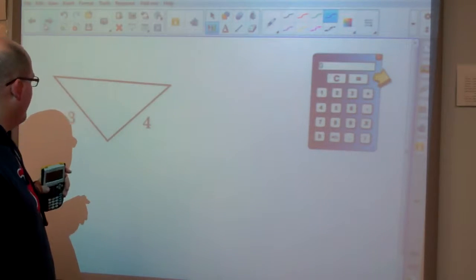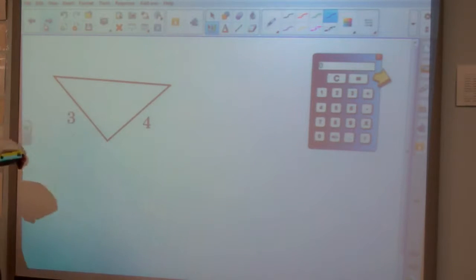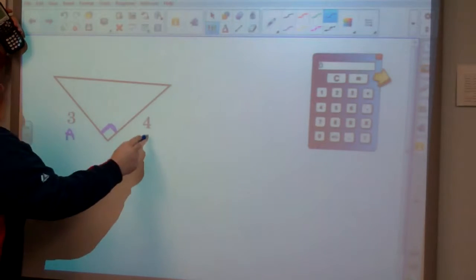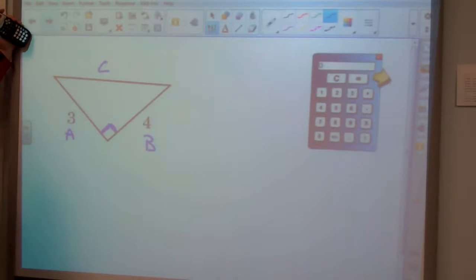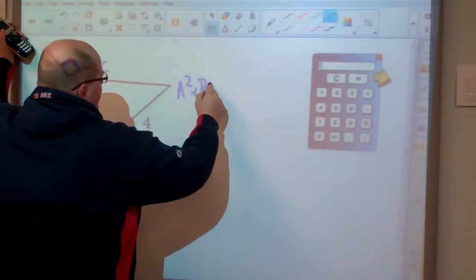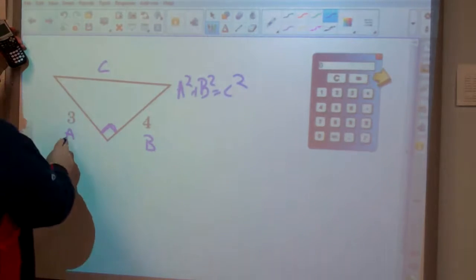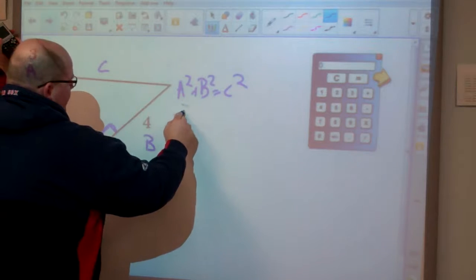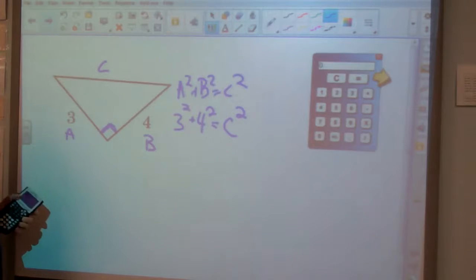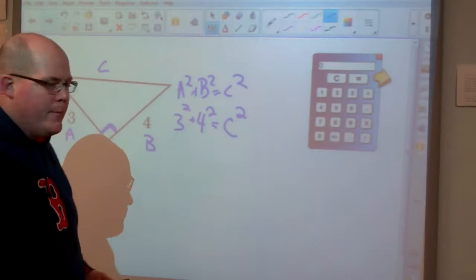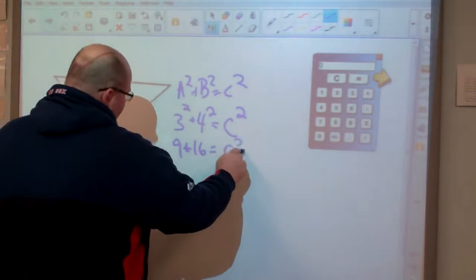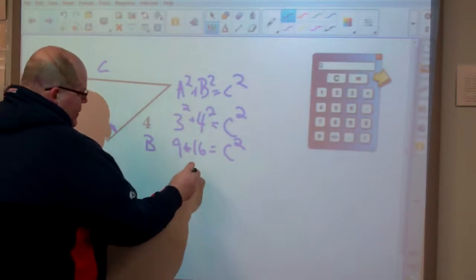Let's do one more. So I have 3, 4, and then I have this one here. Here's my right angle, so these would be a and b, and this would be c. I'm going to set up my function: a squared plus b squared equals c squared. a is 3. 3 squared plus b, which is 4 squared, equals c squared. Hopefully you guys know 3 and 4 squared, those are pretty basic. 9 plus 16 equals c squared. So 9 and 16 is 25 equals c squared.